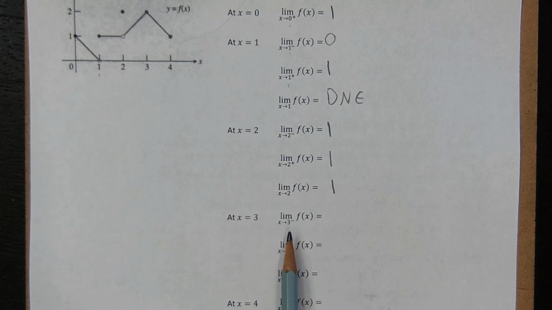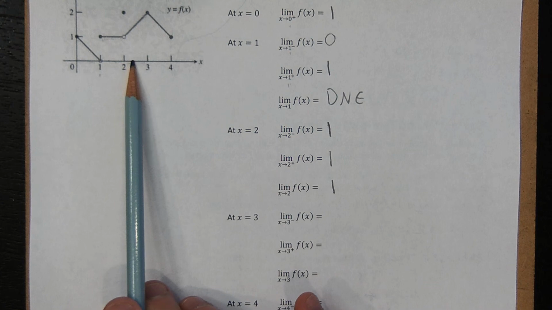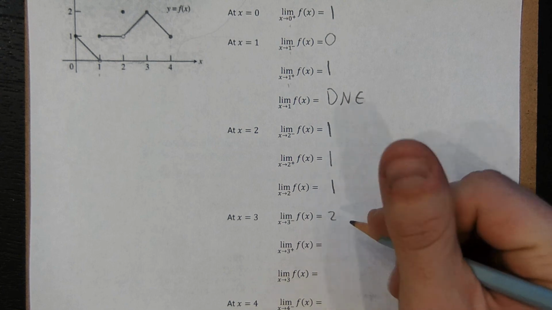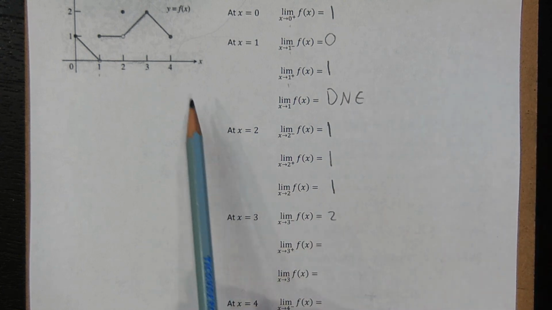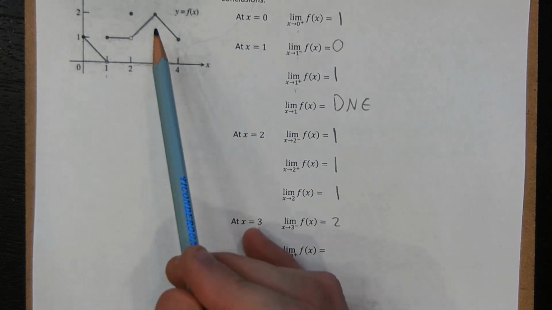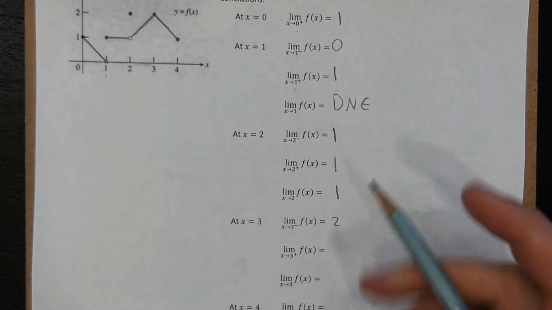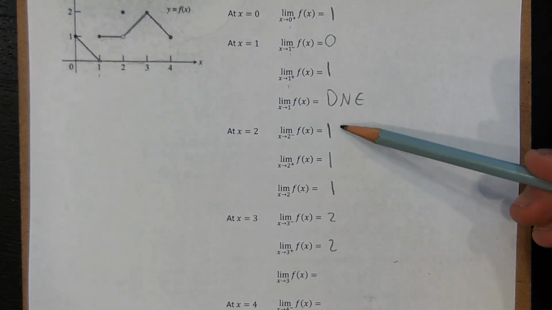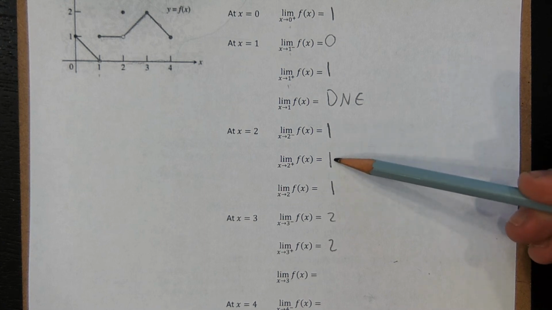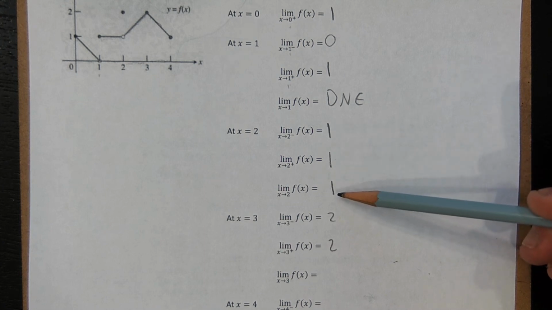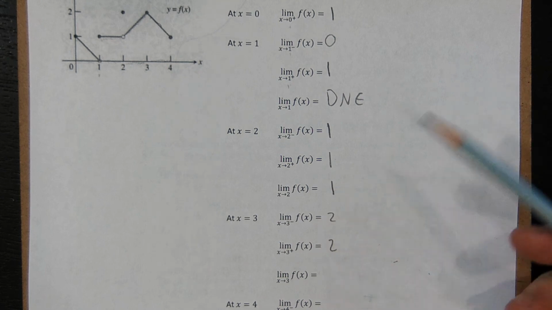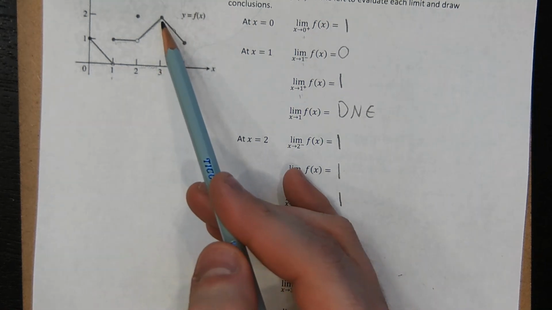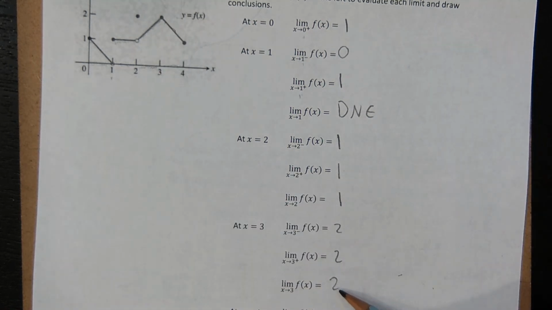Okay, x equals 3. Approaching 3 from the left, the y values approach 2. How about approaching 3 from the right? Getting closer to 3, the y values get closer to 2. And just like you saw at x equals 2, because the left and right-hand limits were equal, that was the limit overall. That was the same as the two-sided limit, so same thing is happening here. Because as I got closer to 3 on both sides, my y values got closer to 2 from both sides. 2 is the two-sided limit.